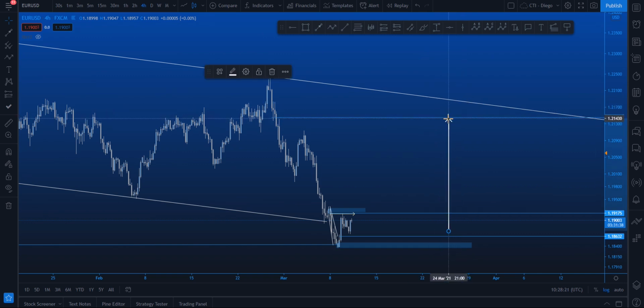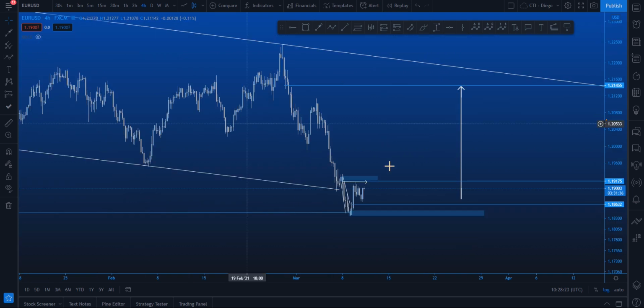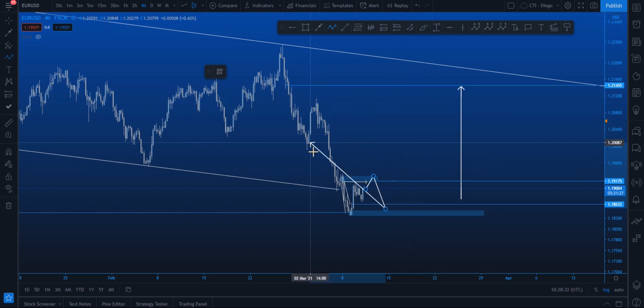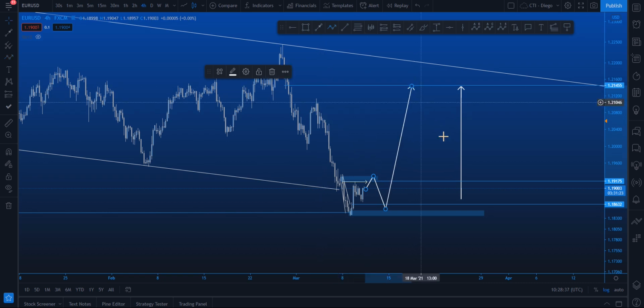So just to be conservative, a reversal from either this zone or this zone, and then we could get a nice strong rally to take out these highs, which was the original move that took out these lows with momentum. So this high is likely to get stopped out. So this is the game plan for Euro USD.